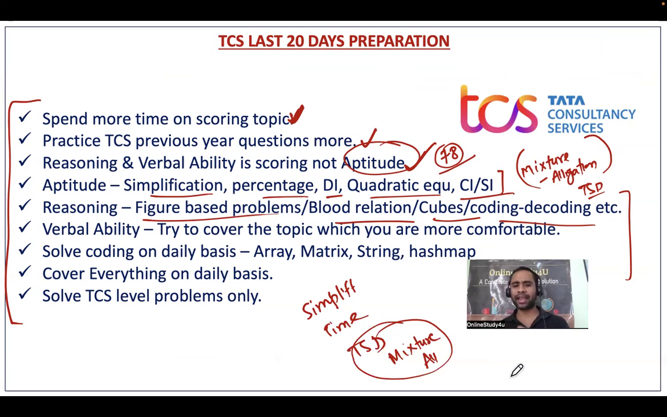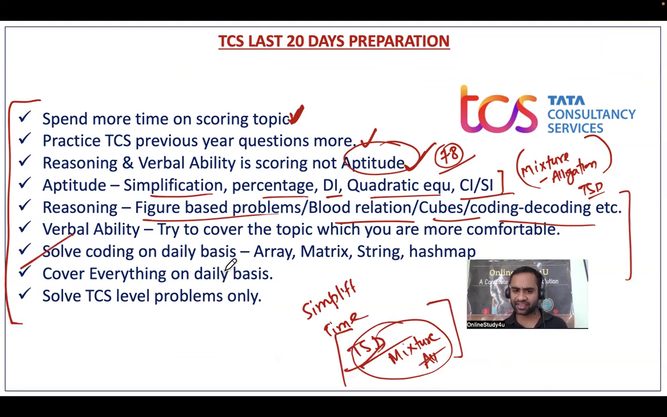We are human, right? And definitely there might be a possibility that in TSD or mixture alligation, this kind of topic, the problem asked is easy in the exam. So you have to read everything, but spend more and more time on the topics which I am telling.